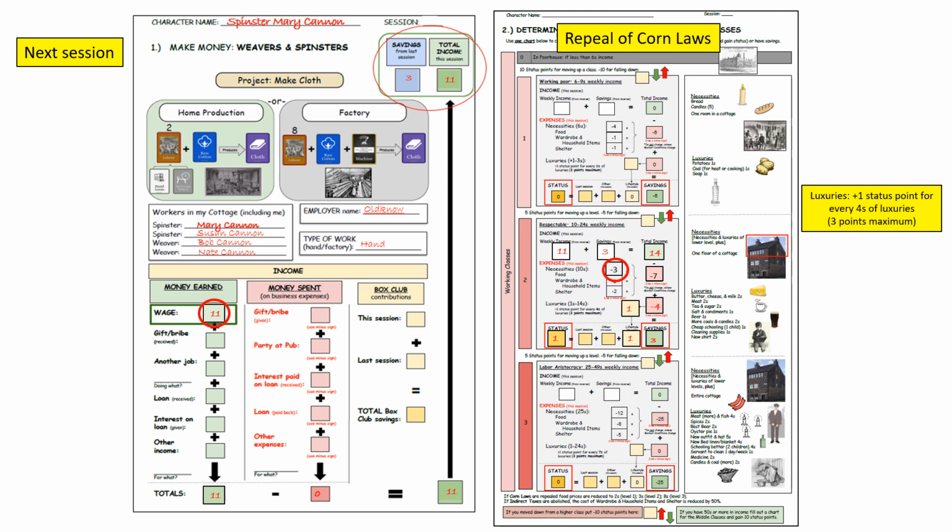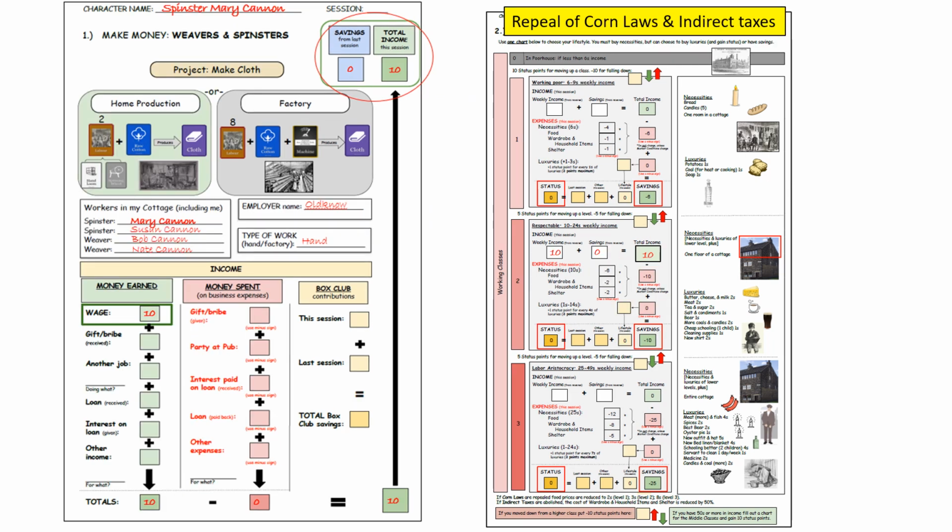So that should indicate that the repeal of the Corn Laws, plus just a small increase in a wage, could really significantly change her lifestyle. And she could have the same status as a merchant or even an aristocrat could. So what would happen if both the Corn Laws and indirect taxes were repealed would be even better.